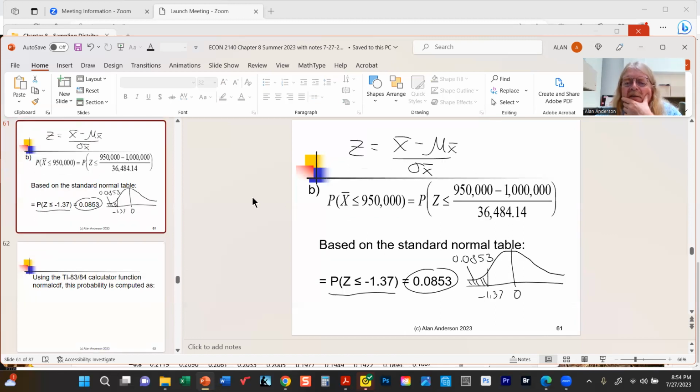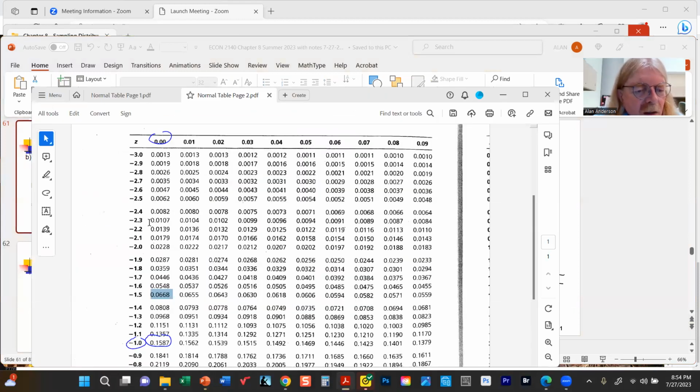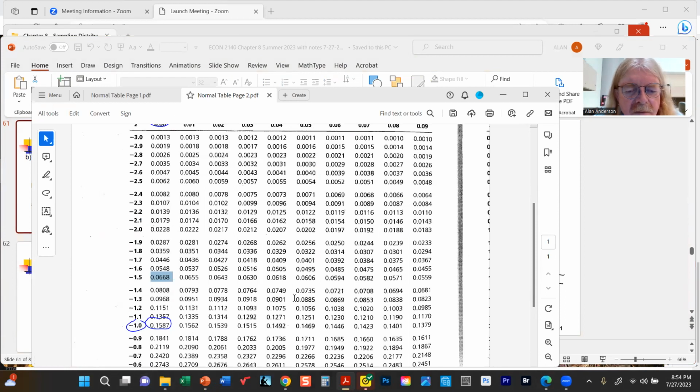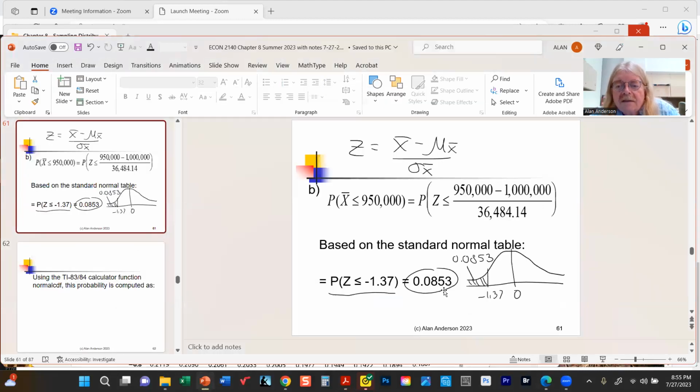Now for B, they're asking for the probability that the mean is less than or equal to 950,000, which turns out to be the equivalent that z is less than or equal to negative 1.37, which we can easily find in our table. Where would that be? Negative 1.37. Here we go. 0.0853. Okay, and that's it. We're done. For this one, that's all we had to do. No more rearranging. We're done.